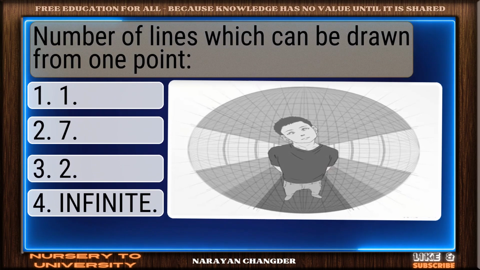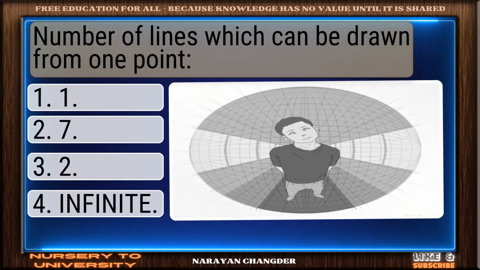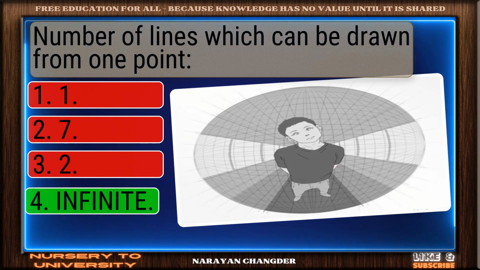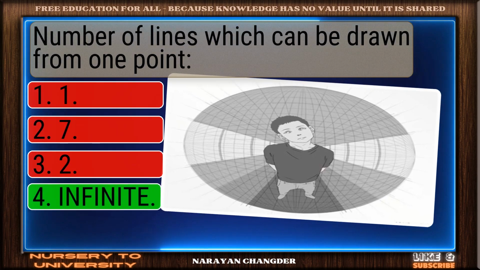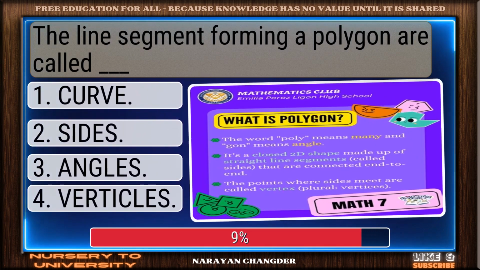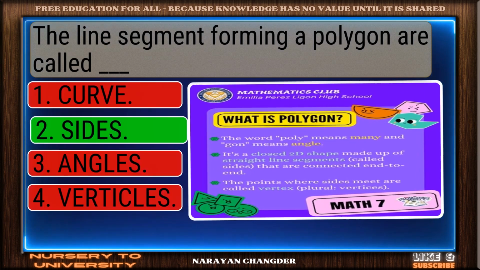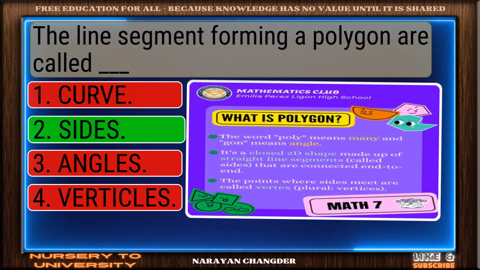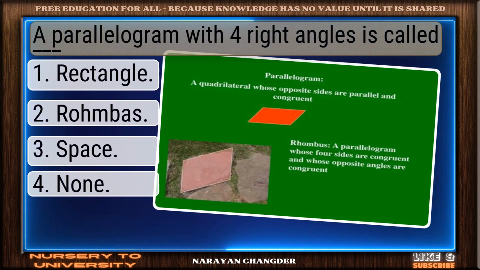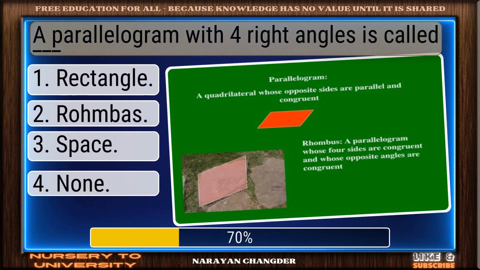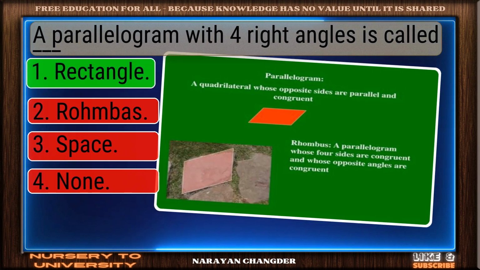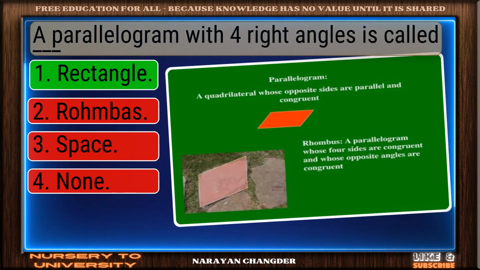Number of lines which can be drawn from 1 point. Good job. Your answer infinite works well here. The line segments forming a polygon are called dash. Well reasoned. Sides is the correct choice. A parallelogram with 4 right angles is called dash. Clear logic. Your choice rectangle is sound and 100% true.